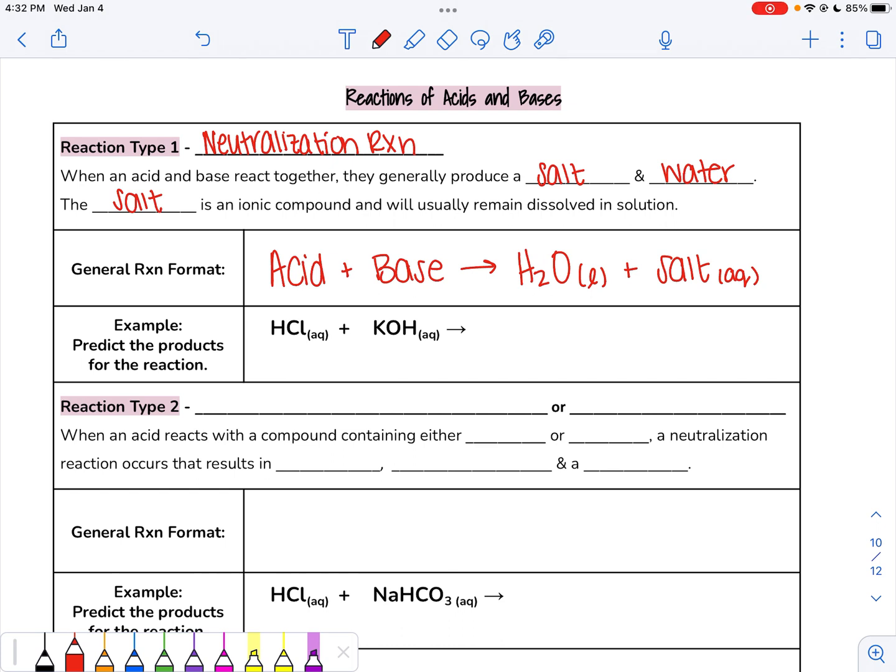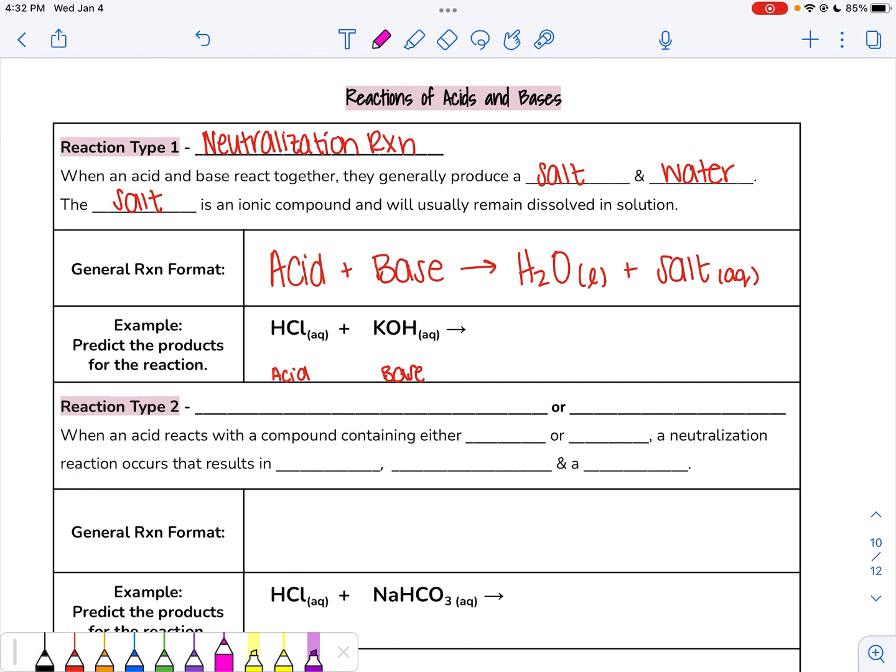We're going to predict the products for this reaction here. First, let's decide what's our acid and what's our base. Hopefully you notice immediately you have K with an OH in it, KOH, potassium hydroxide. We said that anytime we see that OH, it's a good indicator that that is a base. HCl, on the other hand, is one of our very commonly known acids. So here is our acid, here is our base.